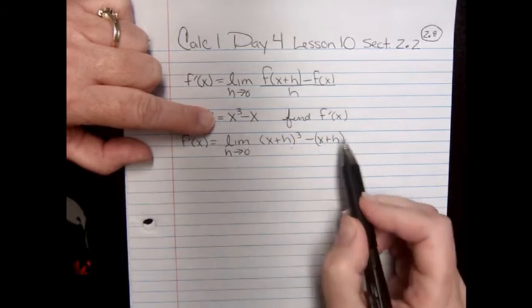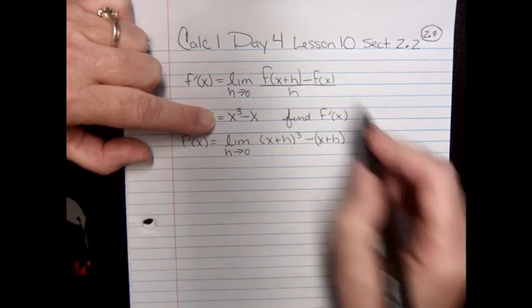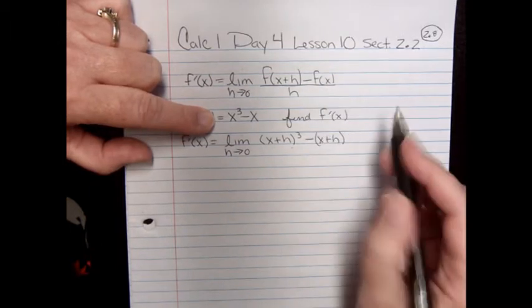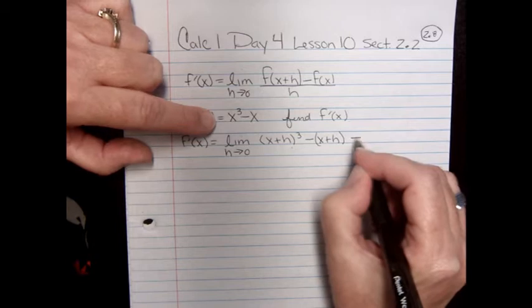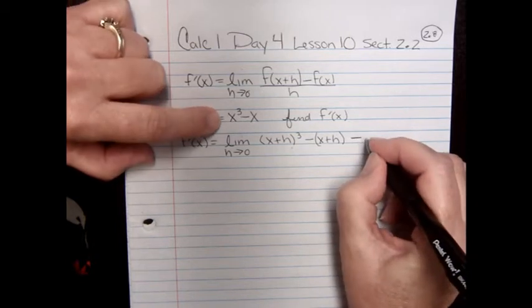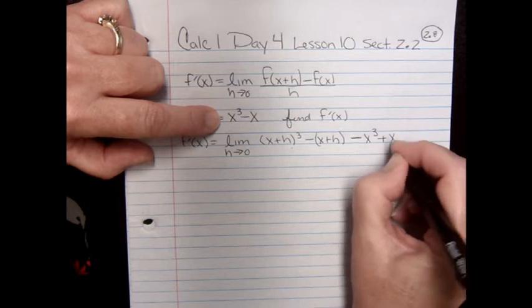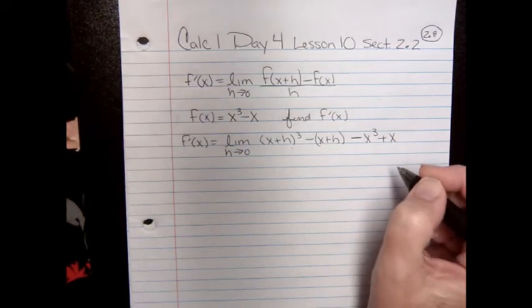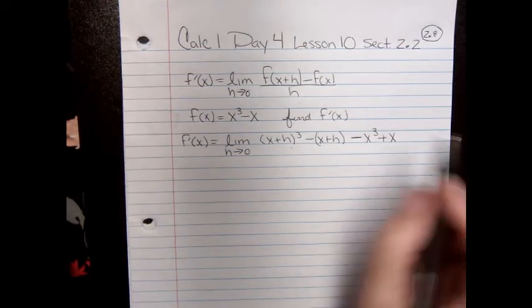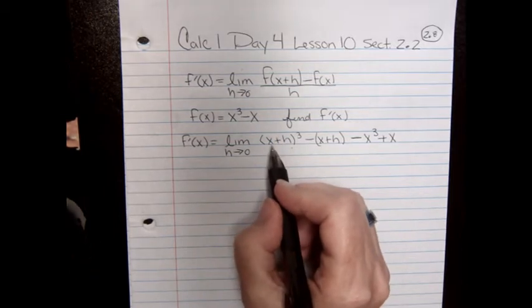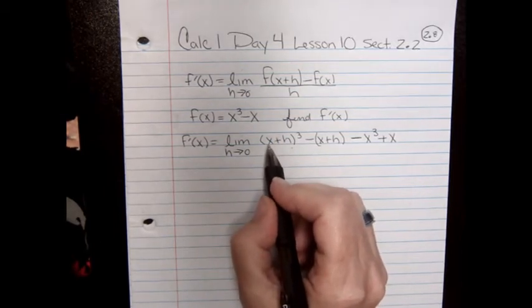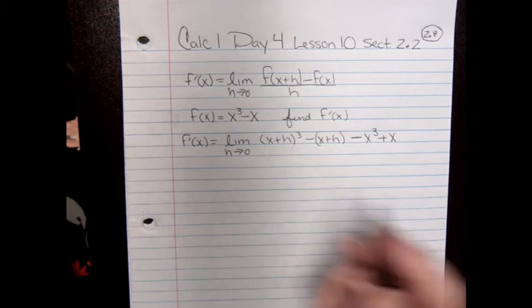And then I'm going to take that value and I'm going to subtract the f of x. And remember, when I subtract, I'm going to change the sign. So this was positive, it's now negative. This is negative, and it's now positive. I'm going to multiply this out, and hopefully you remember how to multiply out your binomials.